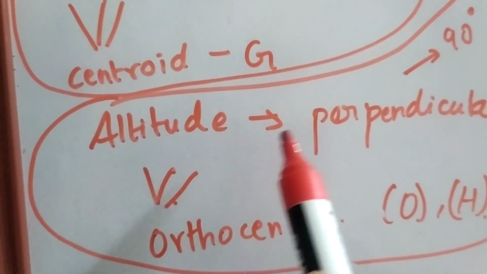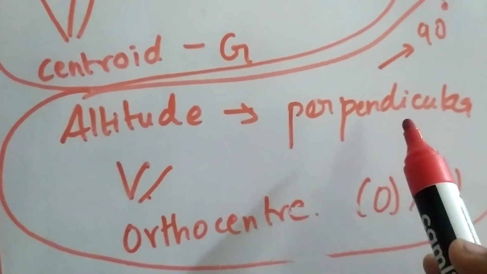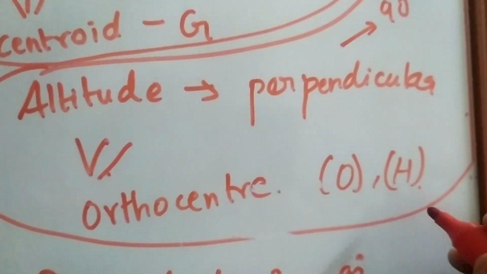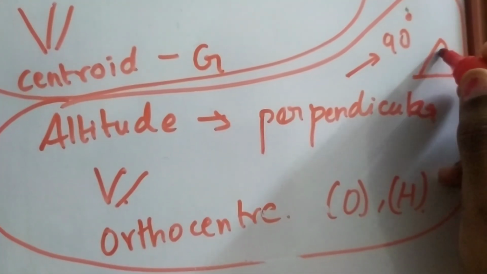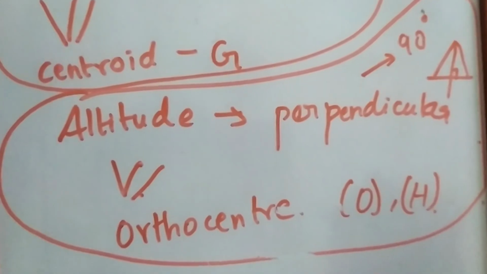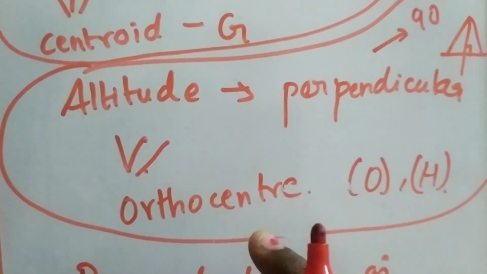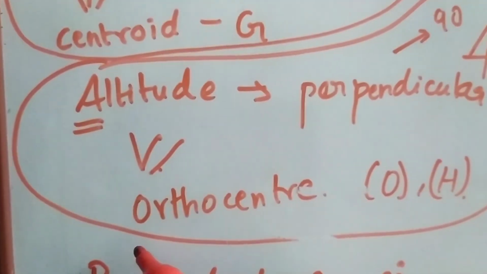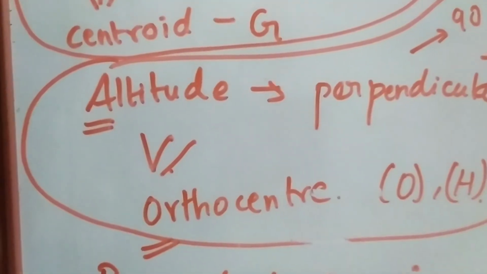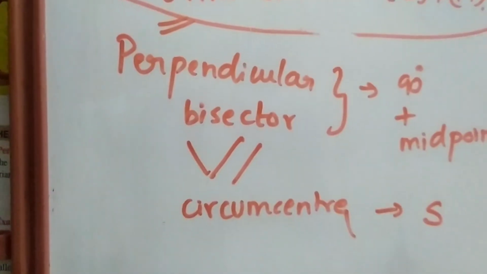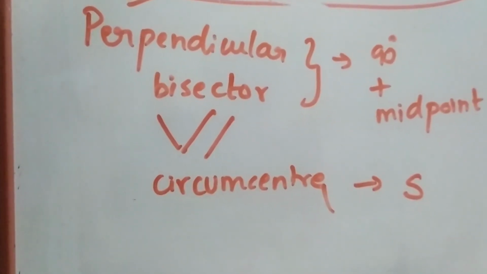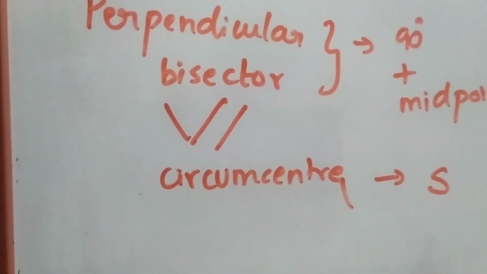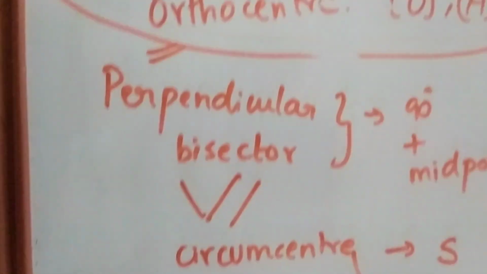Altitude refers to perpendicular. We have to draw a perpendicular which is 90 degrees. The intersection of all altitudes is the orthocentre. You can remember this by AEIOU, the vowels: altitude, orthocentre. Then perpendicular bisector means 90 degrees plus midpoint. The intersection of all perpendicular bisectors refers to the circumcentre, which is denoted by the symbol S.